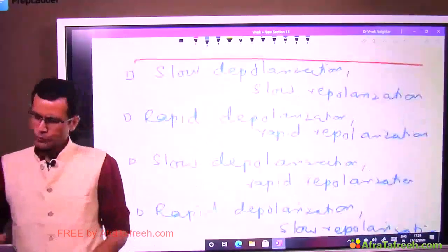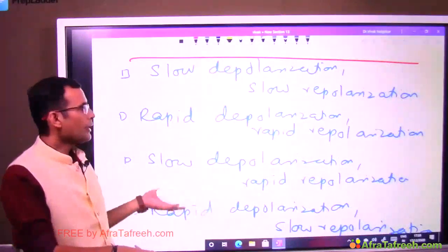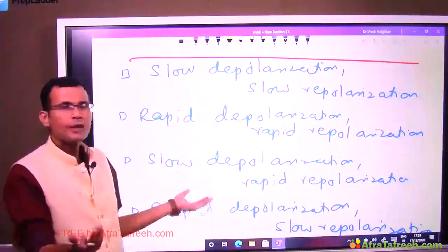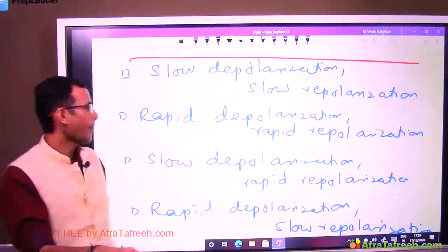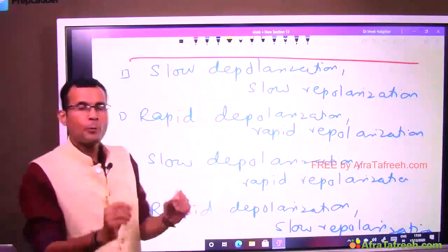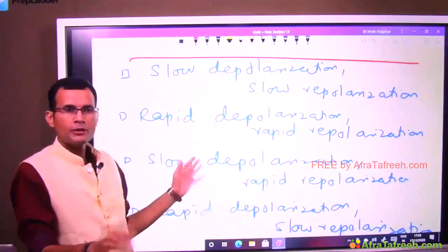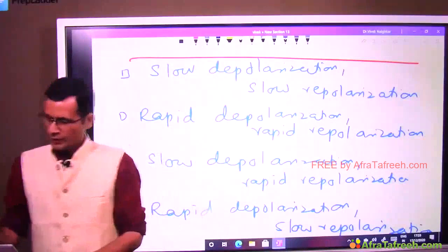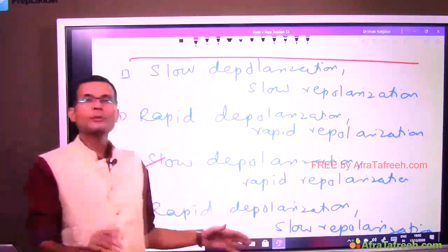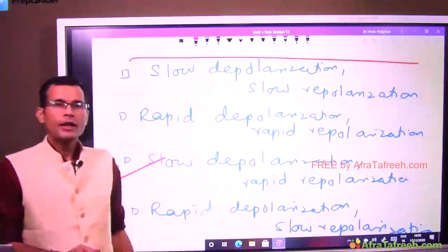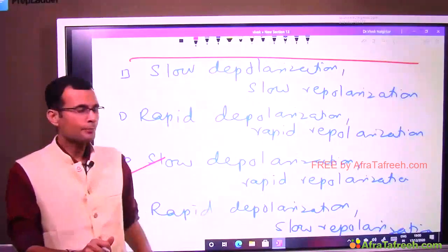I know most of the people, because of the wrong concept, tend to go with B, rapid depolarization and rapid repolarization. Everything is rapid for the SA node, that's why it's a pacemaker. No, that's not the correct answer. So what do you think? Which property is making it the suitable candidate for becoming the natural pacemaker? The answer is slow depolarization and rapid repolarization. Yes, SA nodal cells are slowly depolarizing and rapidly recovering cells.